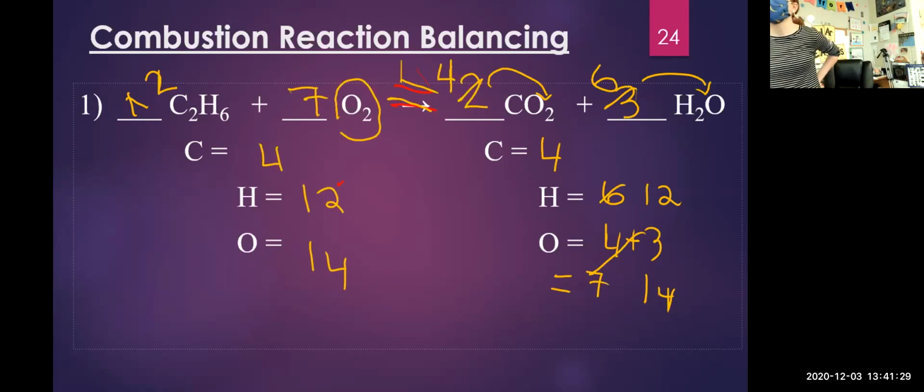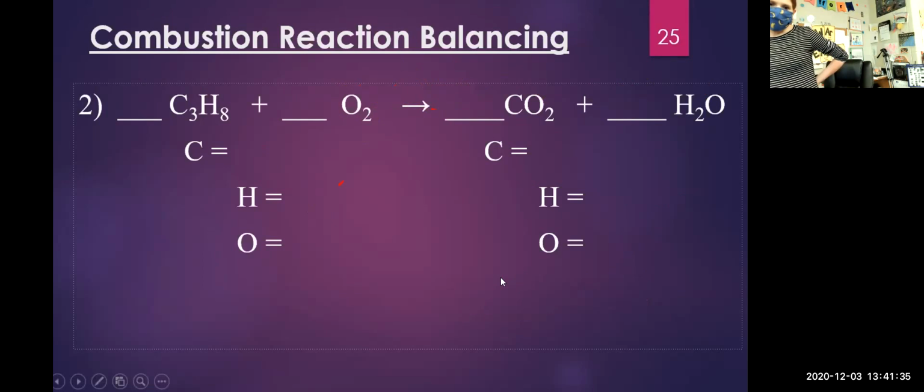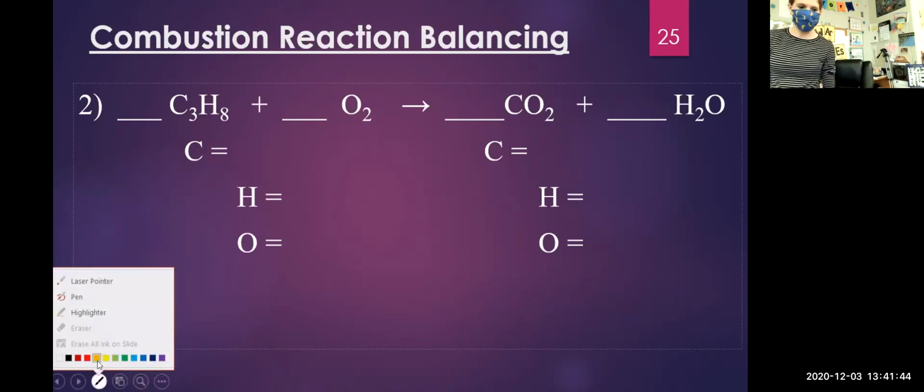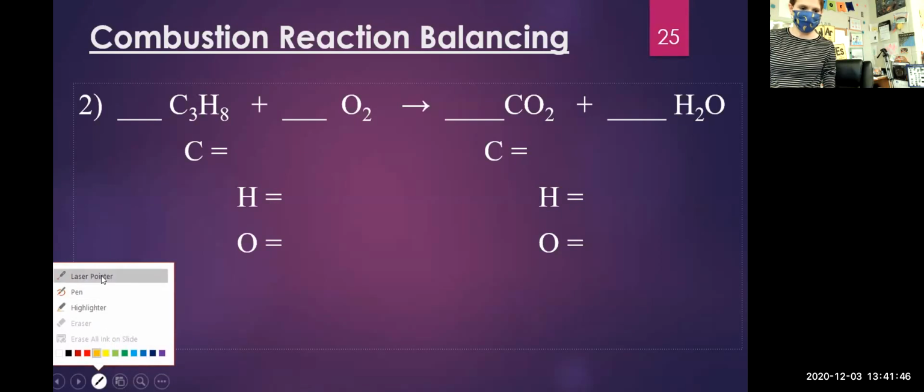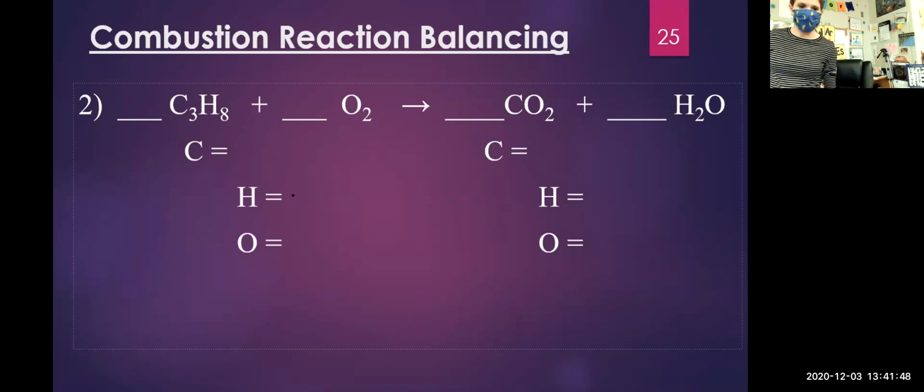Okay, let's try another one. Ready? Ready. Okay. Once again, we're going to go in CHO order. So where should I start? I'm going to start with the carbon. Very good. So how many carbons do I have on the left side of this reaction? How many do I have on the right side?